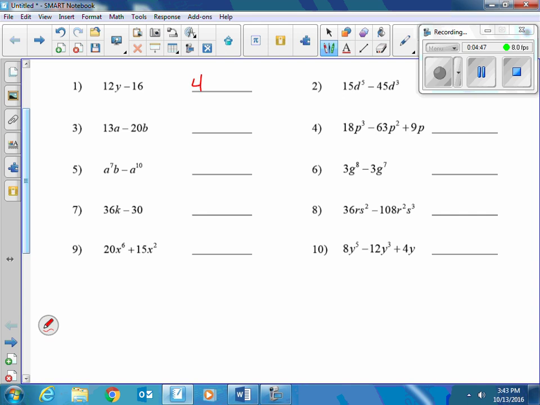So I think you can probably see that each one of those two terms has a 4 in common. Now again, there's only a y in this first term and not in the second term. So we can't take a y out because they don't share a y. So we took a 4 out. So what's left over? Well, to figure out what's left over, just divide each side by 4. Well, 4 goes into 12 3 times, so that'll be 3y, and 4 goes into 16, leaving 4. And there's a minus in between.